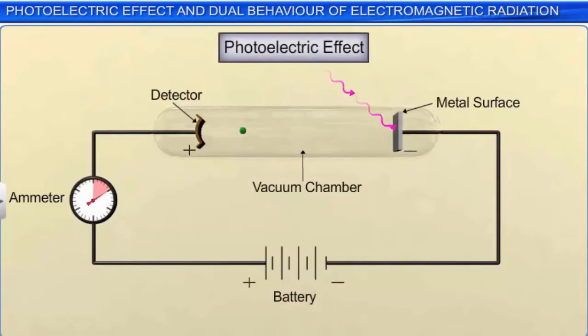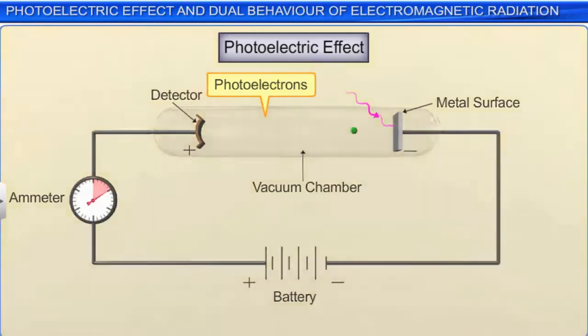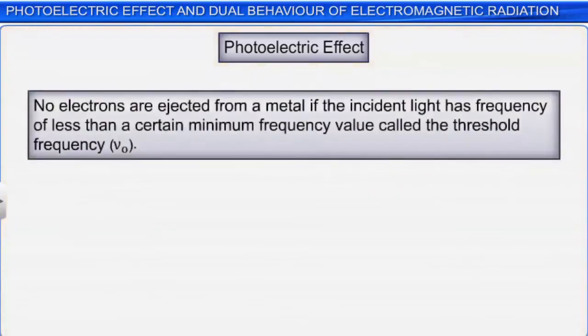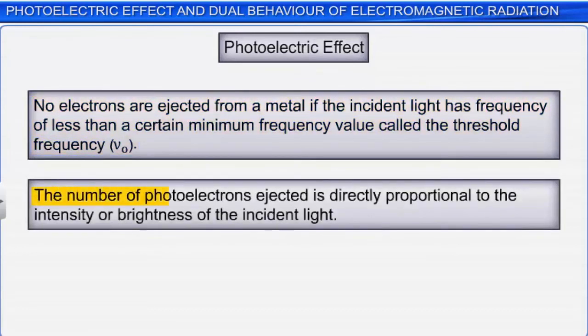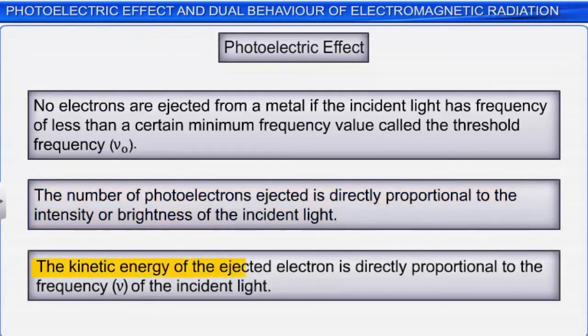The electrons thus emitted are called photoelectrons. From this experiment, the following observations were made. 1. No electrons are ejected from a metal if the incident light has frequency of less than a certain minimum frequency value, called the threshold frequency. 2. The number of photoelectrons ejected is directly proportional to the intensity or brightness of the incident light. 3. The kinetic energy of the ejected electron is directly proportional to the frequency of the incident light.